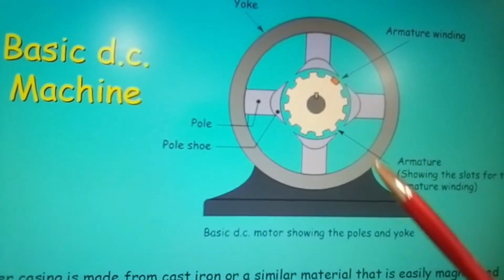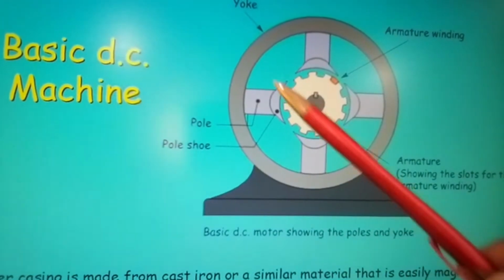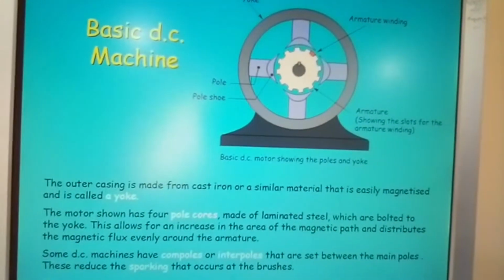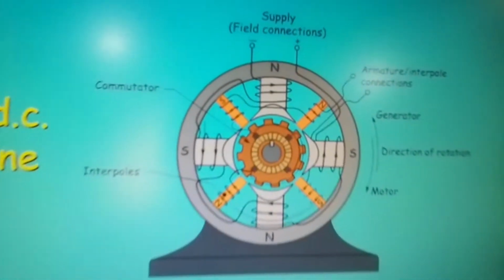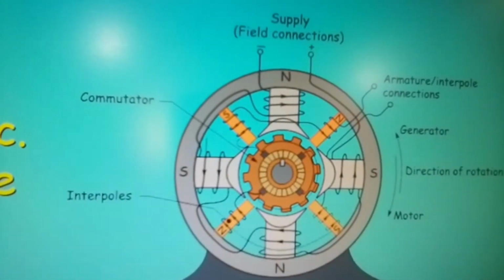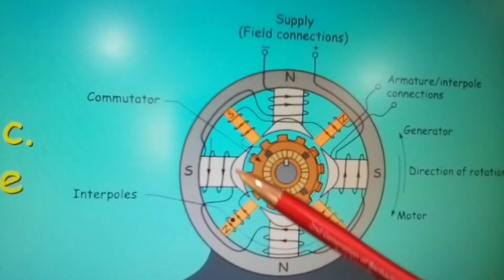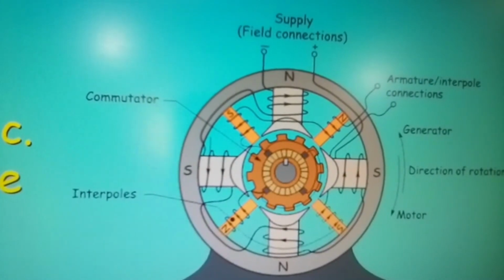It's just showing you the main poles and yoke. But then as we go forward, we can now see the interpoles here, here, here, and here. And those interpoles reduce the spark arcing when the brushes make contact.